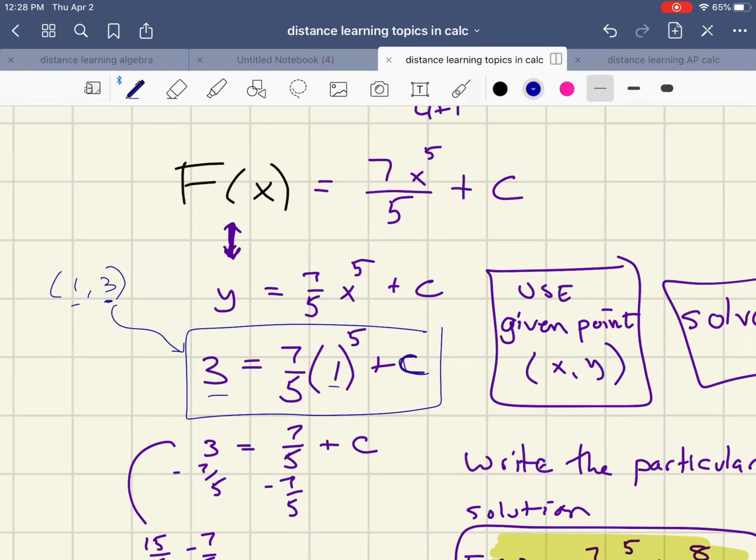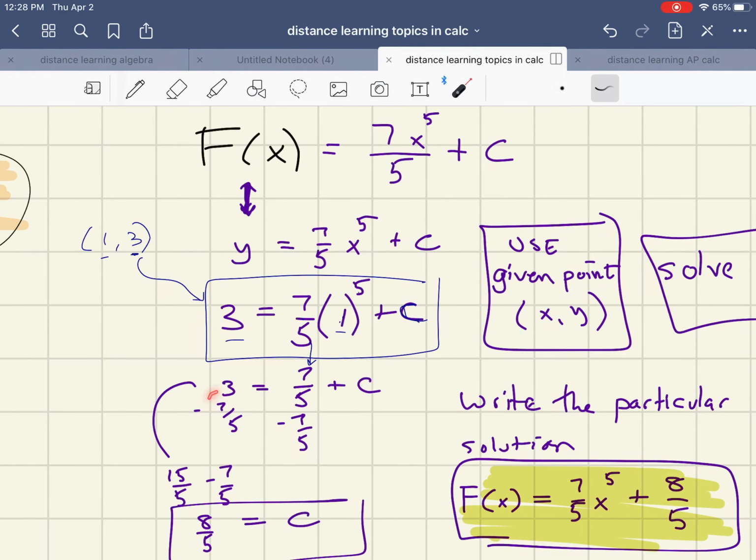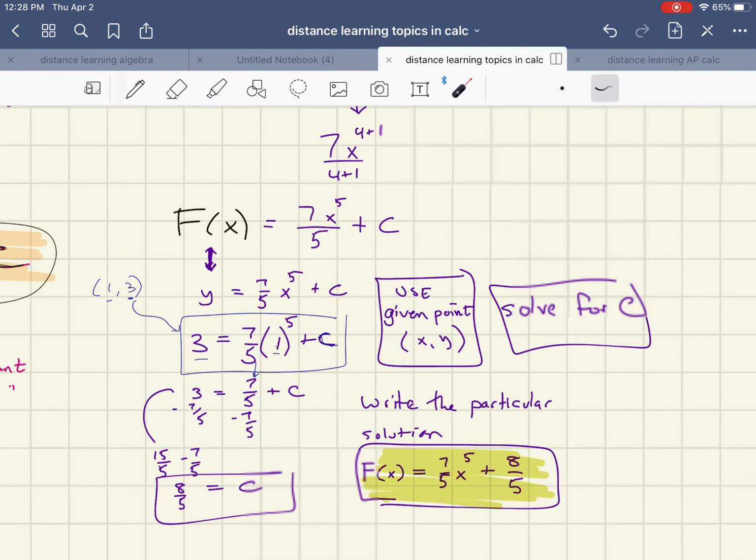Every equation is going to be a little bit different, but we're going to solve for c using some simple algebra. Here, 1 to the fifth is 1 times 7/5 is 7/5. That's what I've got here. And now it's 3 equals 7/5 plus c. And then very simply subtract 7/5 from both sides. 3 is 15/5 minus 7/5 is 8/5. That is the c value.